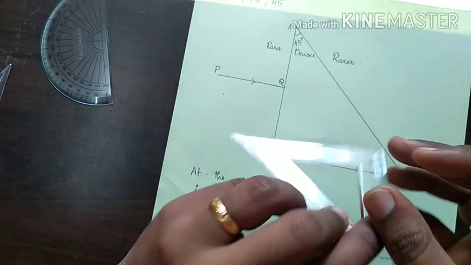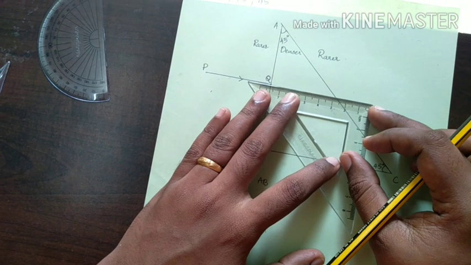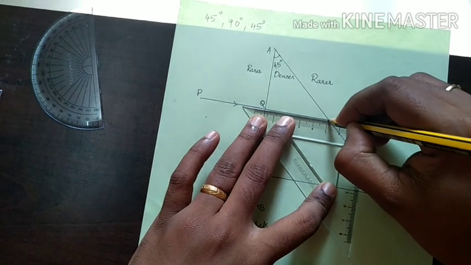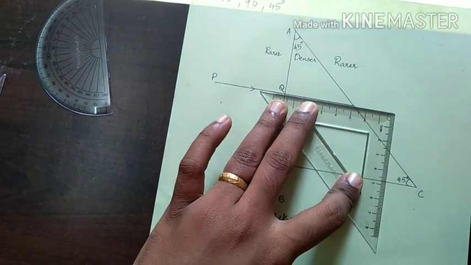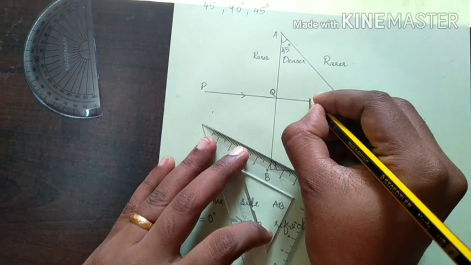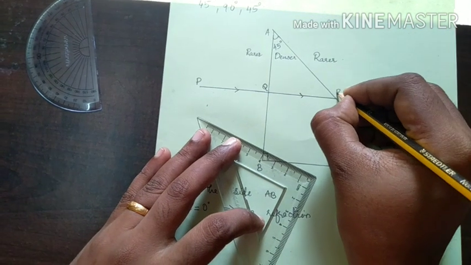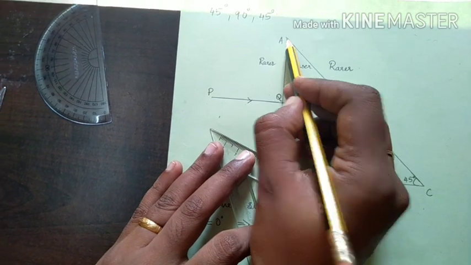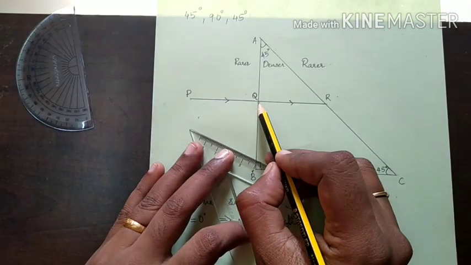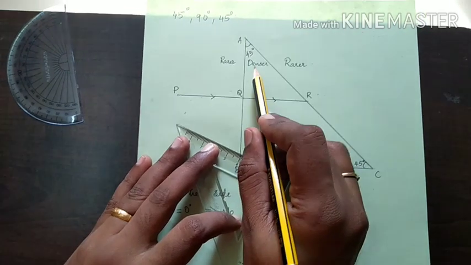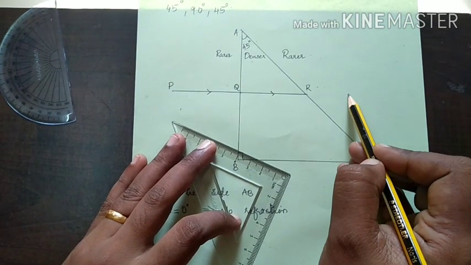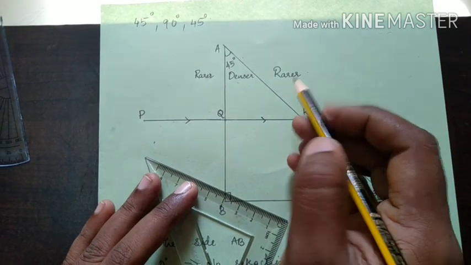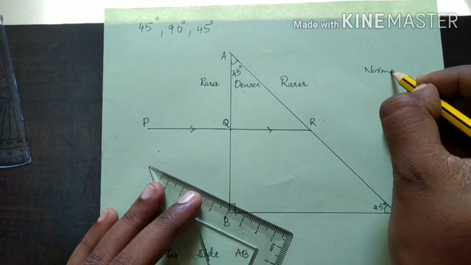so you can extend this light ray to the next media, glass, till it touches the next surface of the prism. Okay, and marking the direction and labeling the ray as QR. So QR is the incident ray for the side AC. Now your ray is inside the glass, that is in the denser medium, and it is approaching the rarer medium. So denser to rarer, chances are therefore normal refraction takes place.